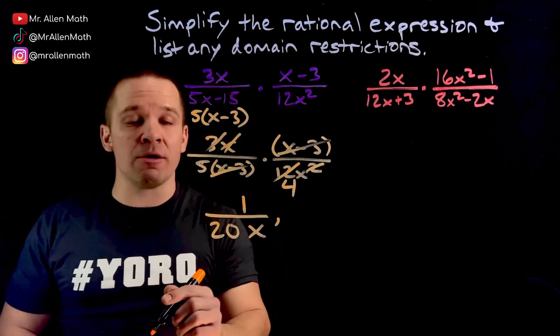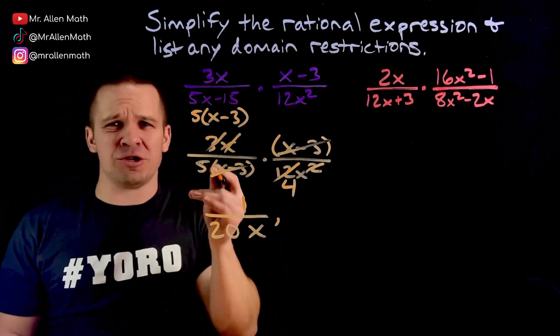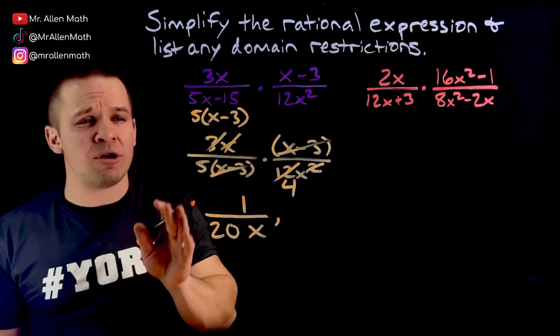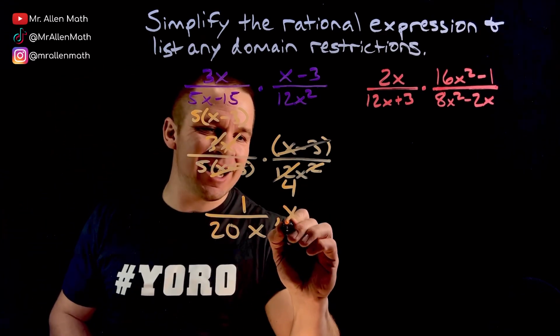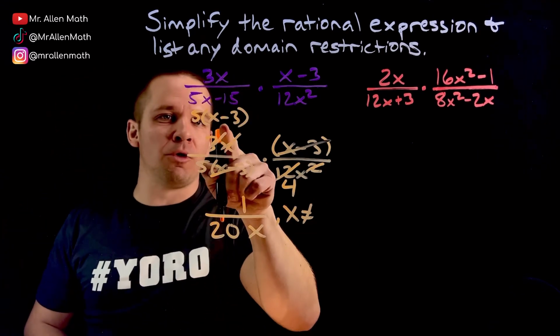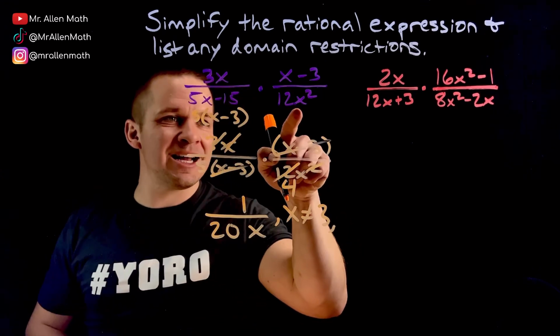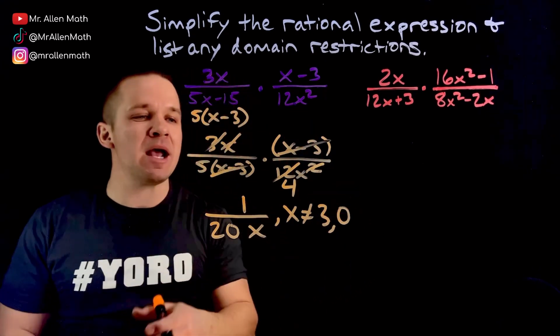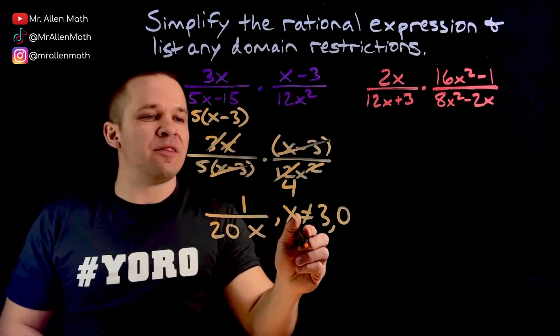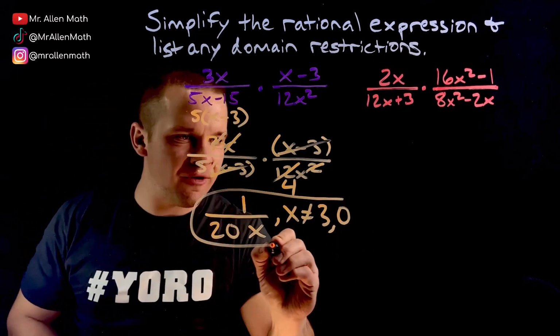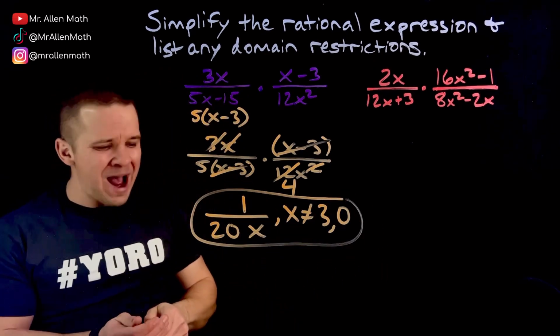Now I have to include those domain restrictions. Thanks so much for reminding me. I heard you: Mr. Allen, domain restrictions. X cannot equal 3 and it cannot equal 0 because that would make either one of those denominators 0. That would be no bueno. There is our final answer for that one right there.